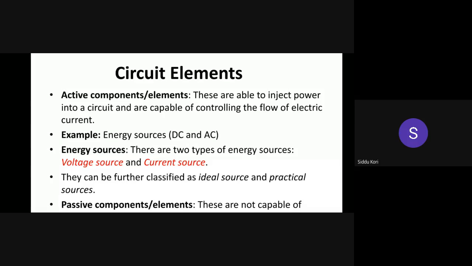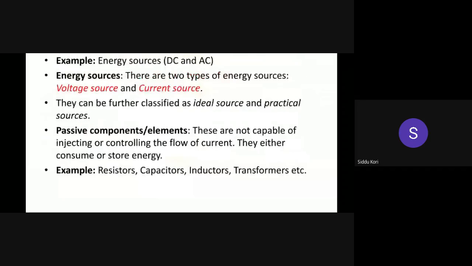What is an active component? These are basically the energy sources. Energy sources again can be classified into voltage sources and current sources. So there are two types of energy sources, and these are obviously active elements or active components. These two types, the voltage source and current source, again can be classified into ideal or practical sources. We will study about that. Meanwhile, let us know what the passive components or passive elements are.